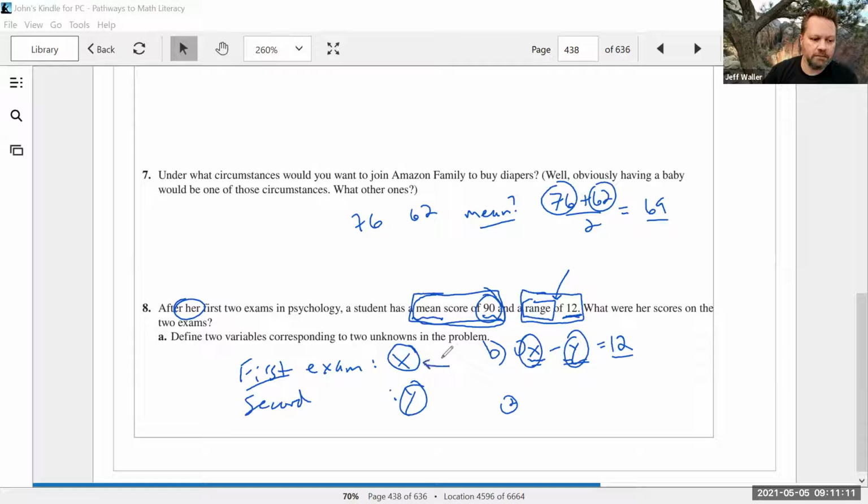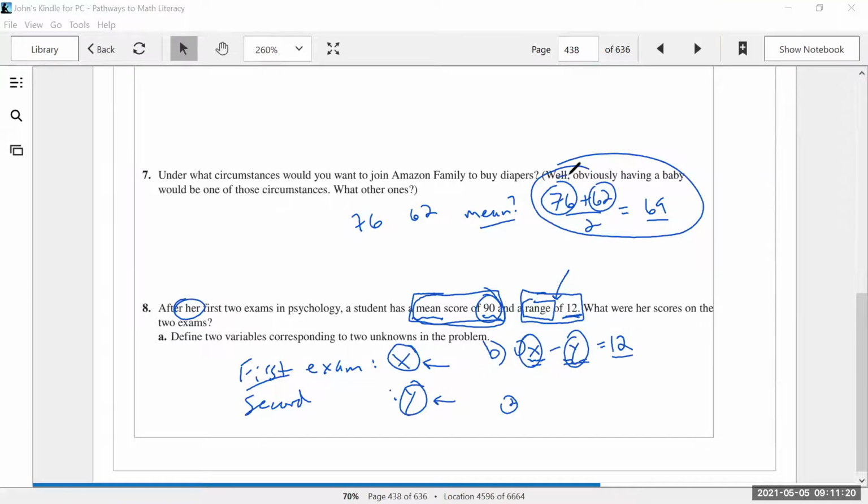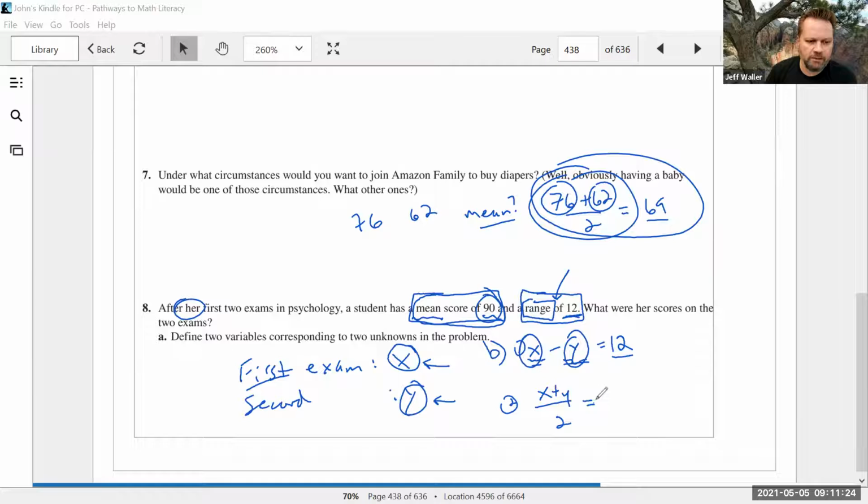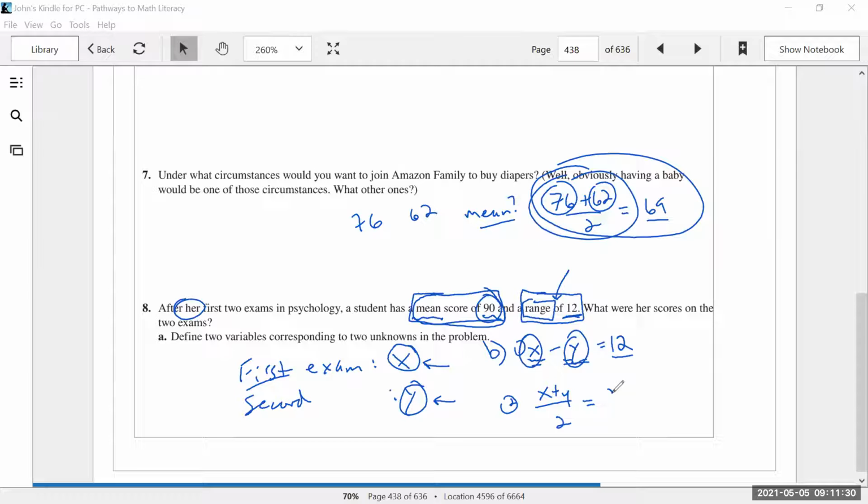What would I do with her 2 scores to find the mean? What do you always do with 2 numbers to find the mean? Add them together and divide by 2. Add them up, divided by 2 equals the mean. And what did it say the mean was? 90. And I'll give you a little hint.